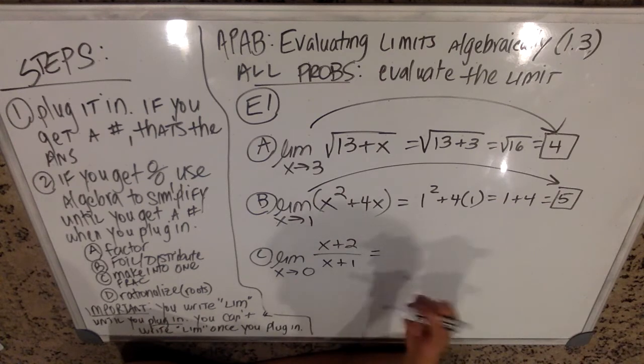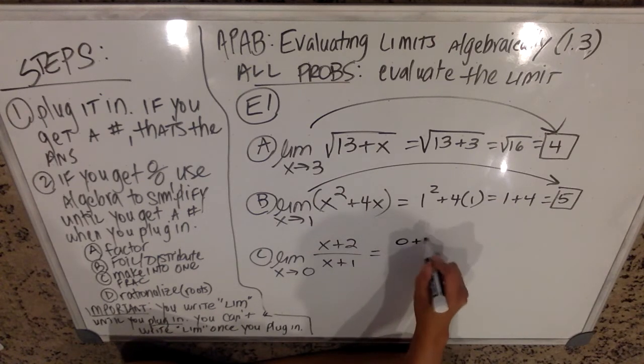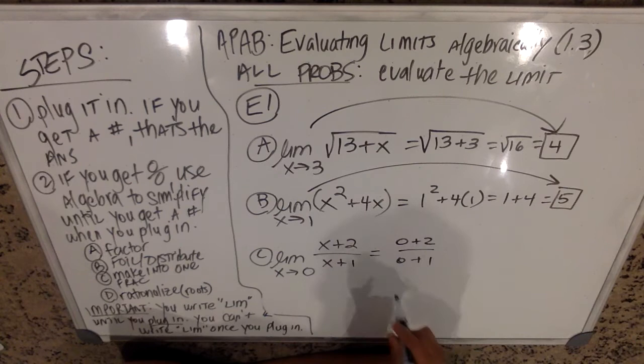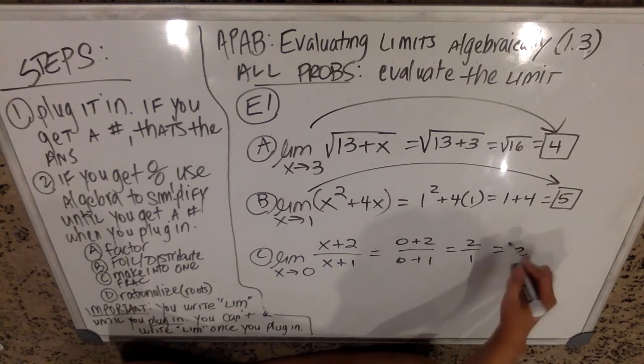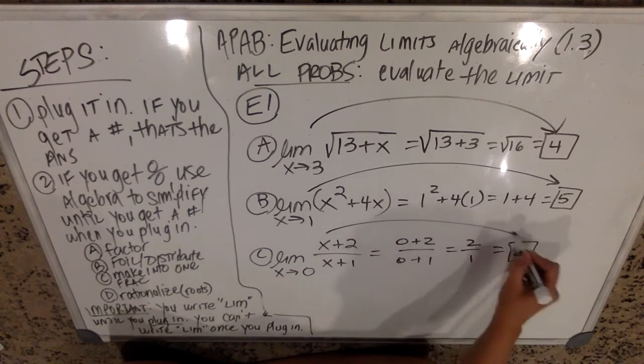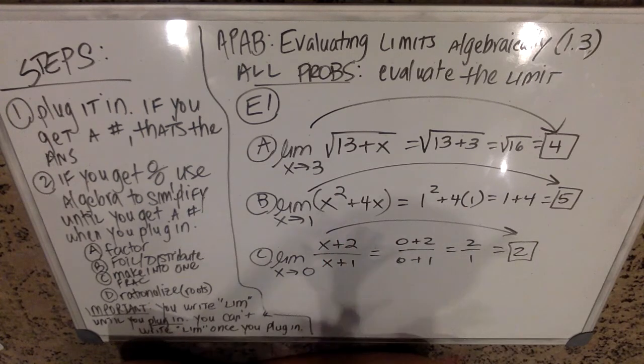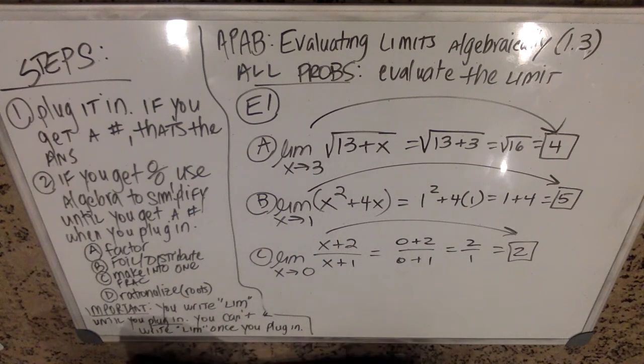And then for the last one, when I plug in, I'm going to plug into both these x's, and I'm going to get 0 plus 2 over 0 plus 1. Notice I didn't write limit because I've already used that limit, so I get 2 over 1, which is just 2. And again, if you jumped from here to here, nobody's like, wow, you're a cheater. It's cool. Everybody knows you know how to do math.